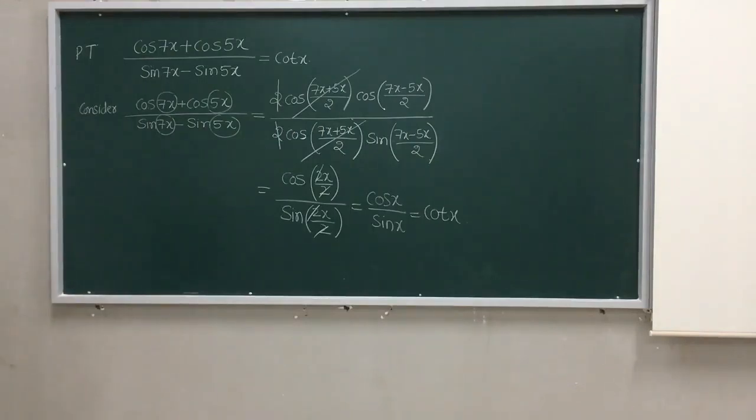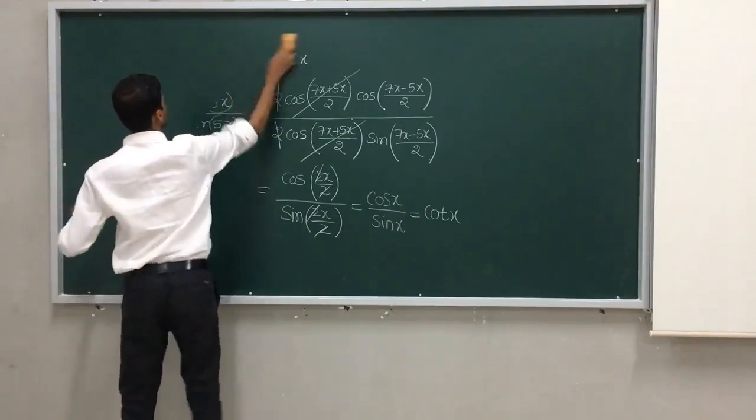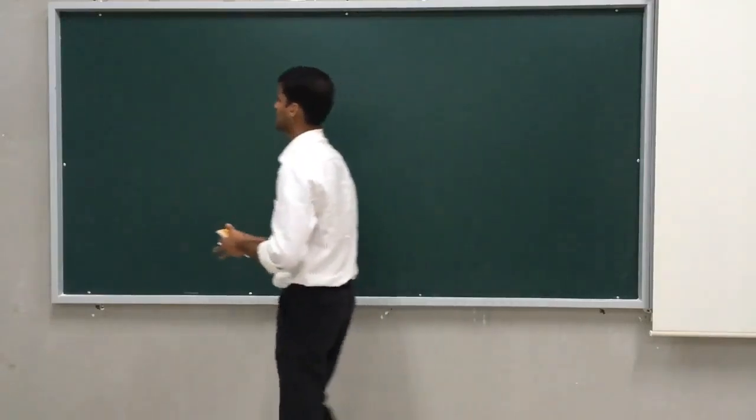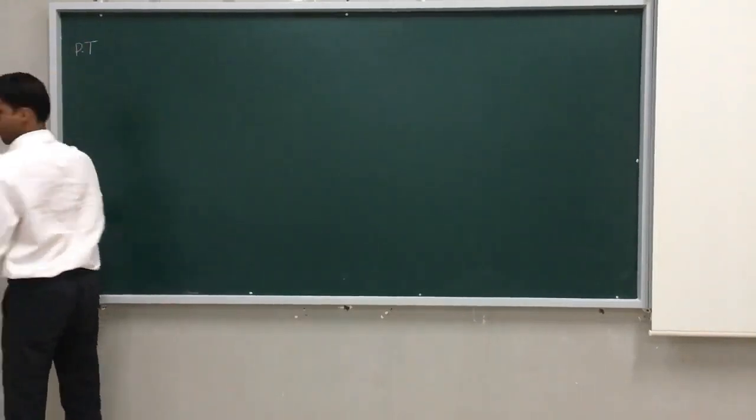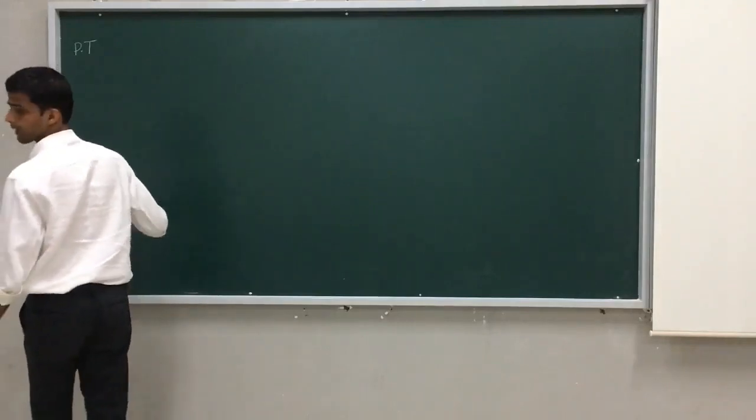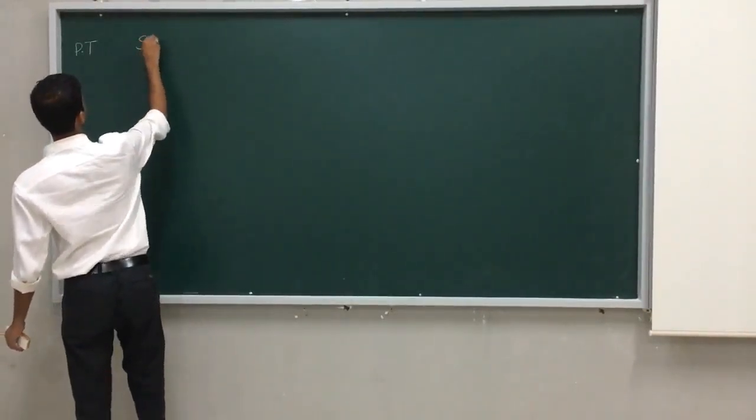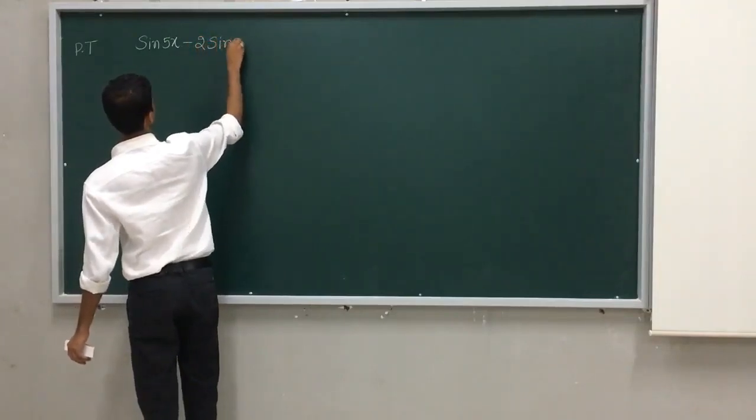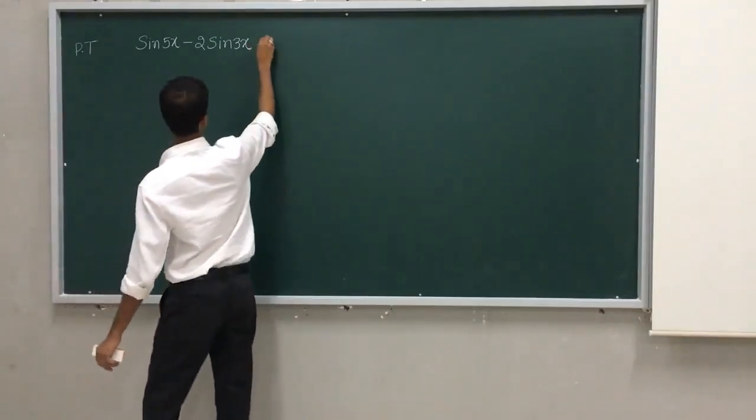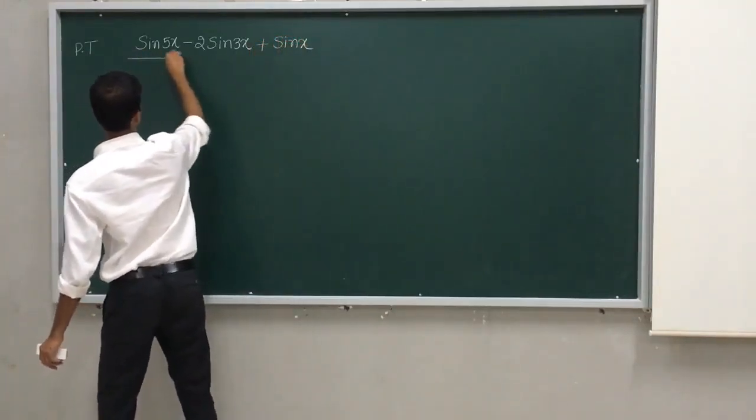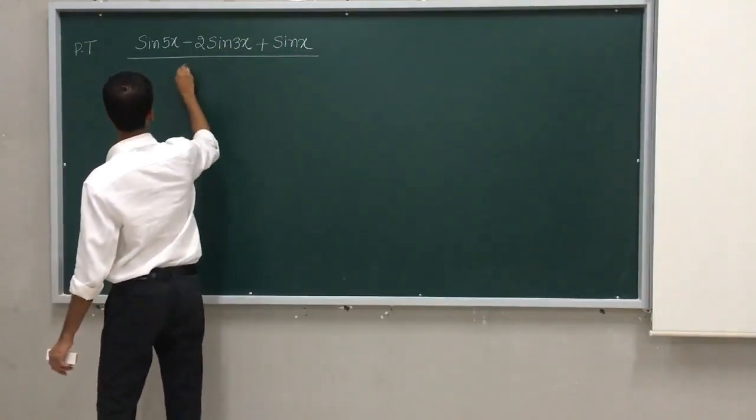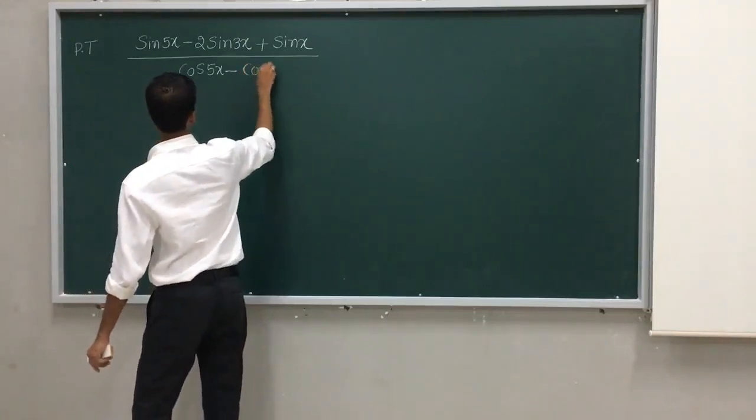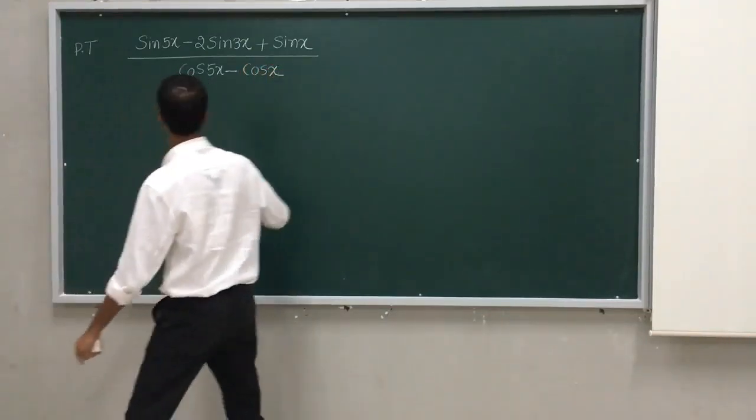Let me discuss another question. Prove that (sin 5x minus 2 sin 3x plus sin x) divided by (cos 5x minus cos x) is equal to tan x.